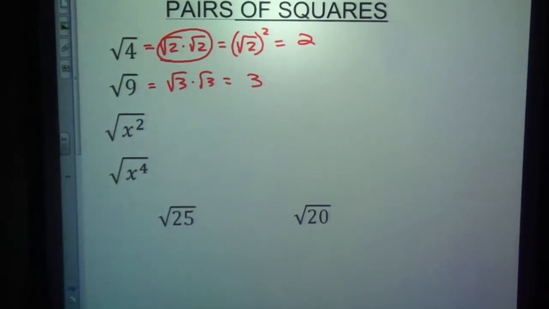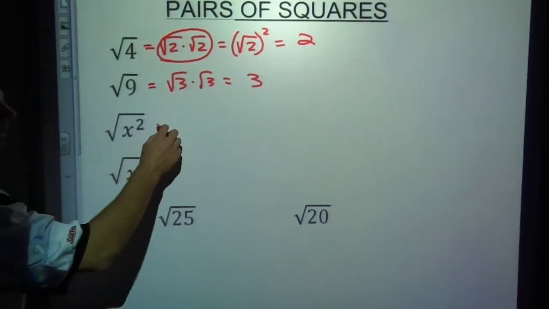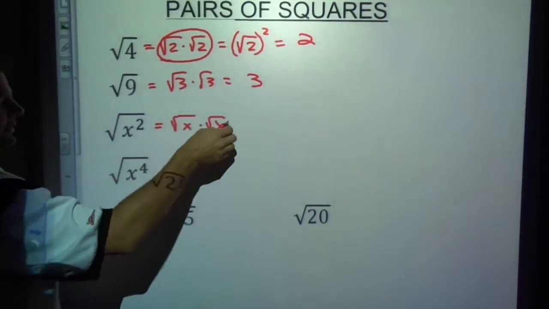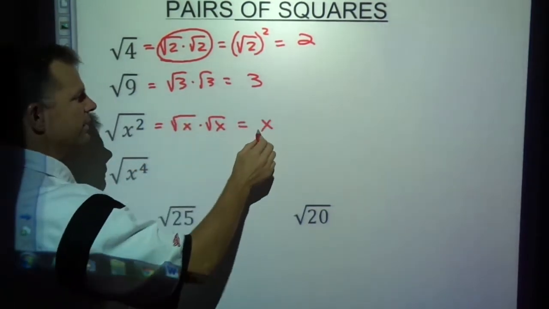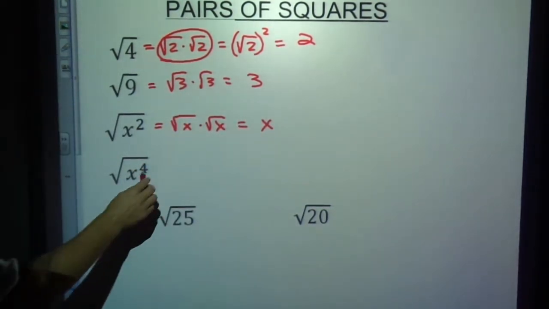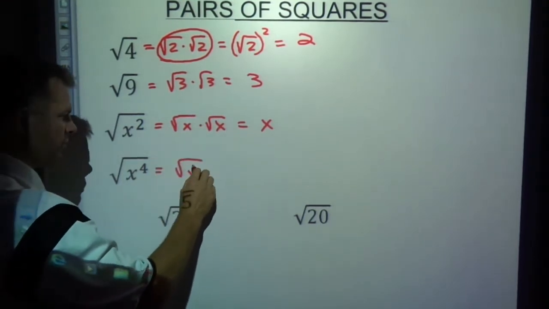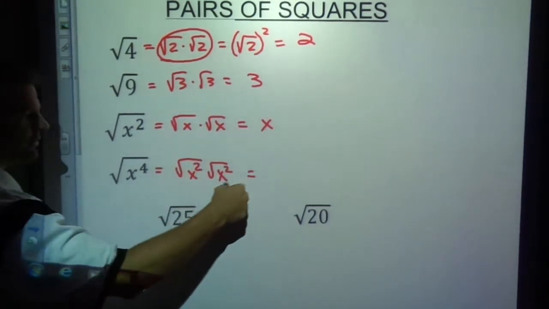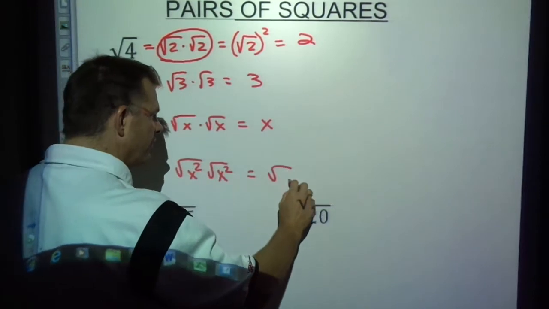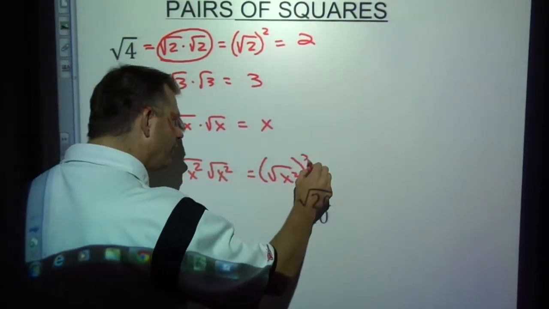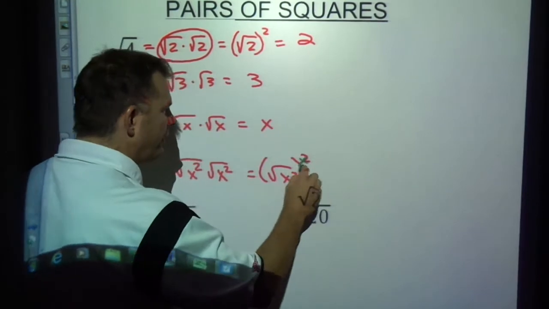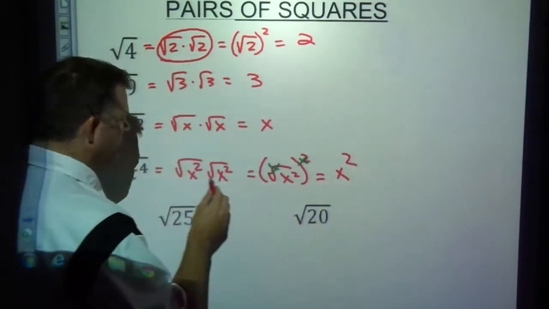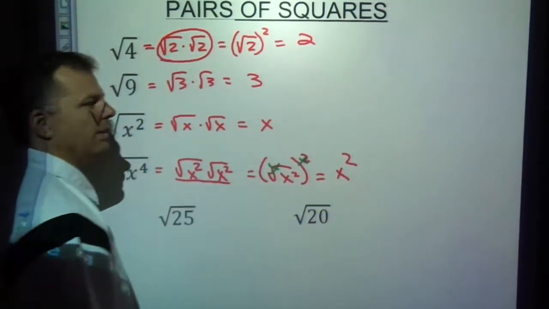What about x squared? What times itself equals x squared? X. Because this means square root of x times square root of x. There's a pair of squares, which makes plain x. X to the 4th, well, we could go x squared and x squared. And there is a pair of squares. So again, it's like the square root of x squared times itself. And really the squaring and the square rooting cancel out, and we're left with plain x squared. So a pair of squares makes a plain.